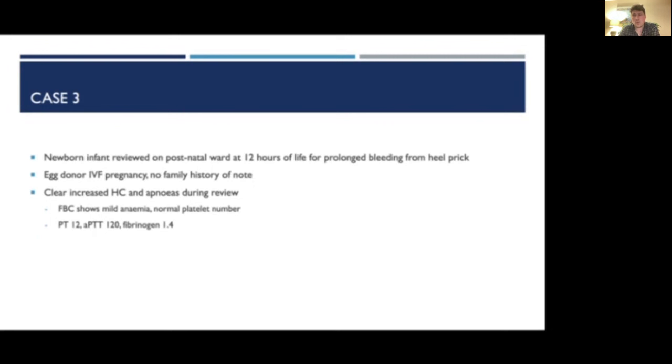So we're thinking again that we're looking not at the extrinsic pathway, not really at the common pathway, because it's an isolated intrinsic pathway abnormality. We might be thinking this is a factor 12 deficiency, but we've learned already that that isn't associated with a significant bleeding phenotype, and this baby clearly is probably having a major intracranial event. So we're thinking this is either factor 11 deficiency, factor 9 deficiency, or factor 8 deficiency.